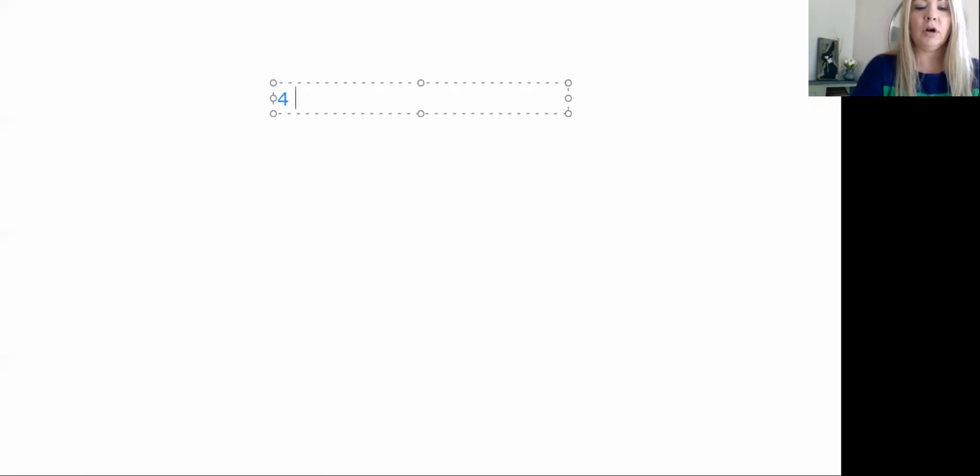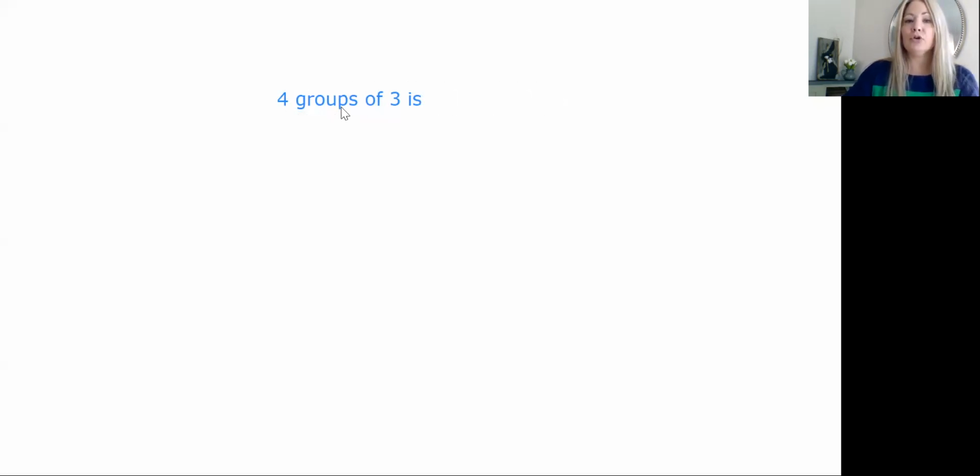And let's build an array for something else. So let's do an array for 4 groups of 3, and let's figure out what that will be. So 4 groups of 3. This time, maybe I'll use arrows as my stampers. Ready? 4 groups of 3.